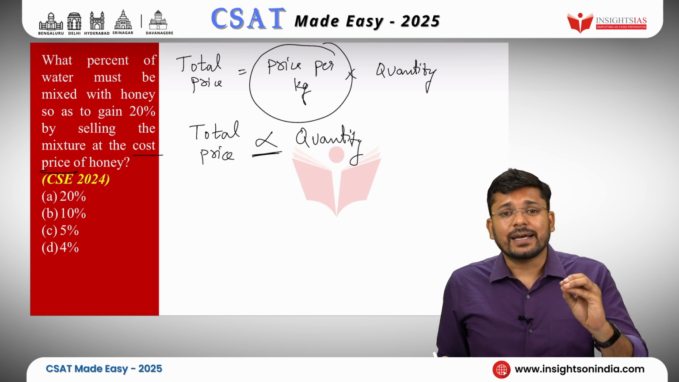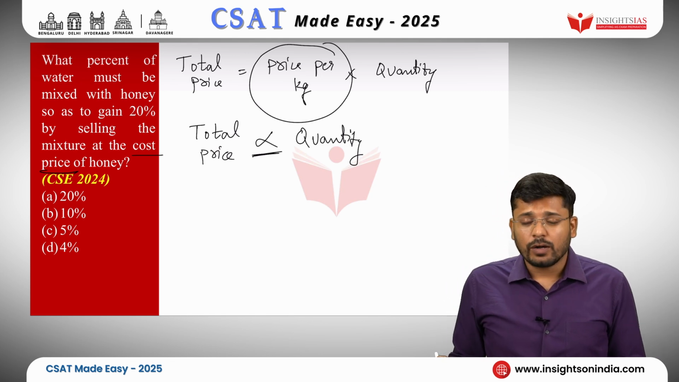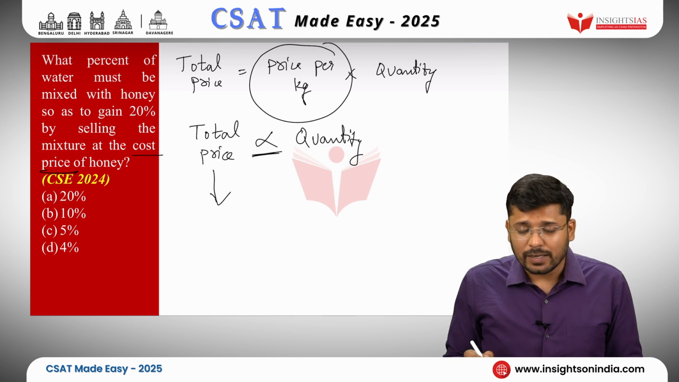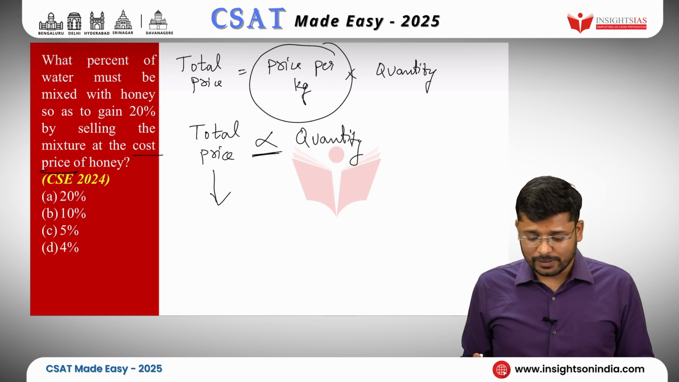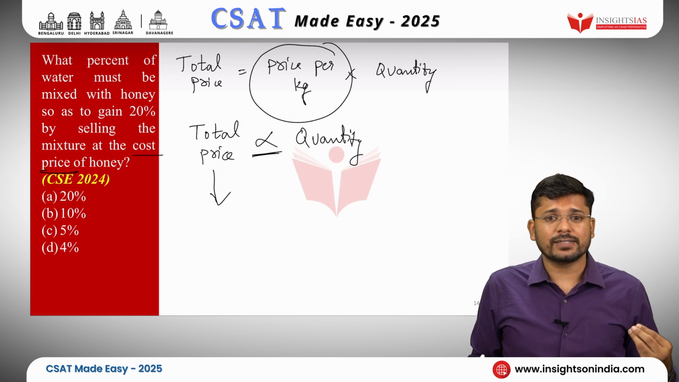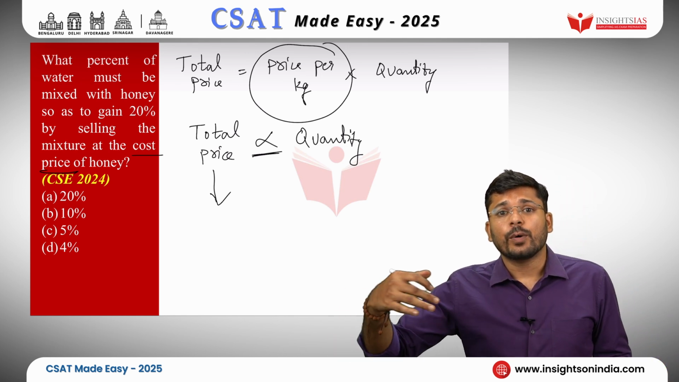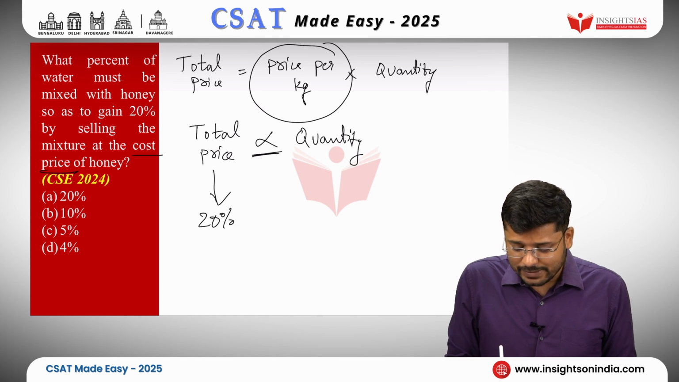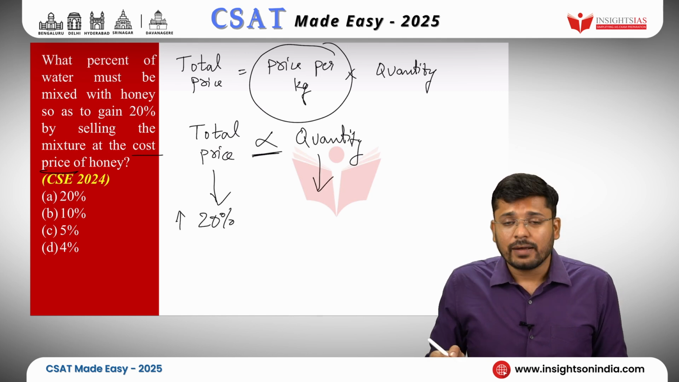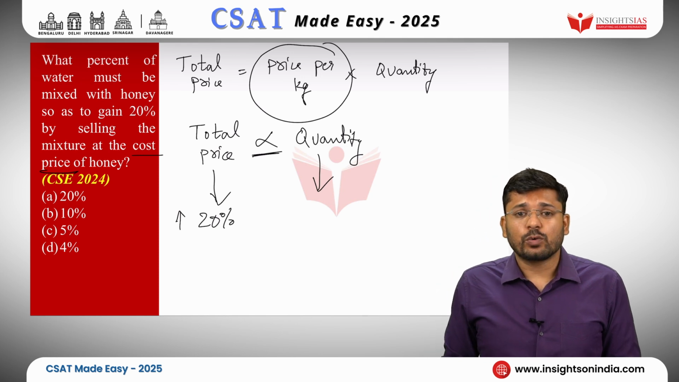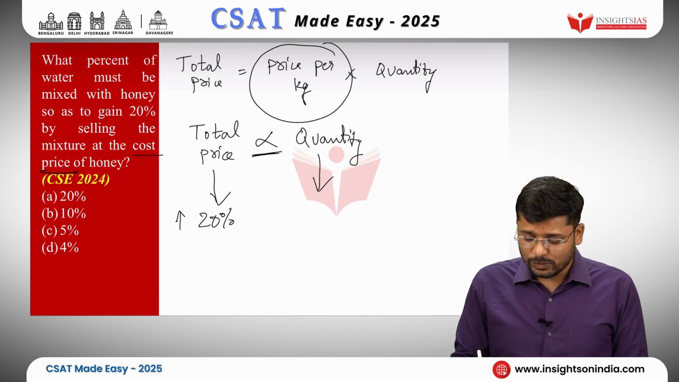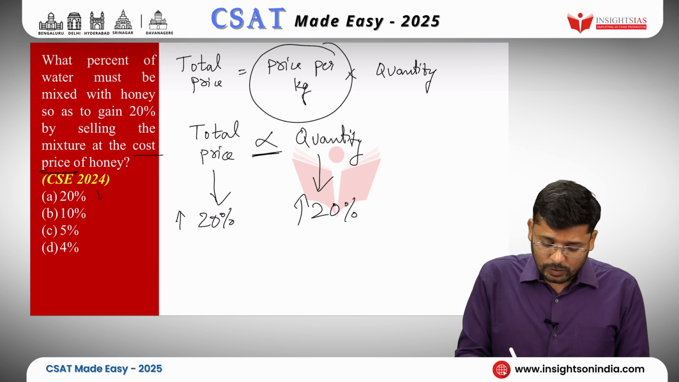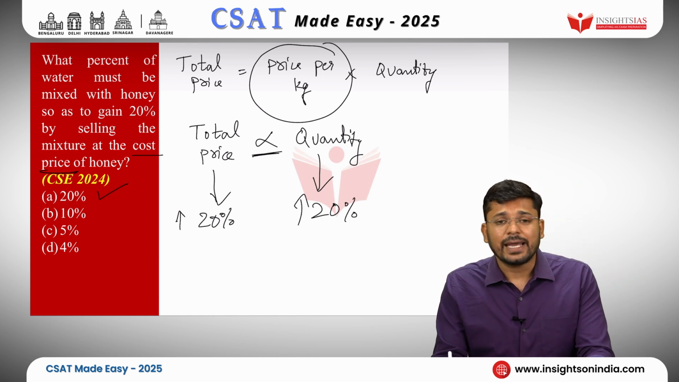In this context, he is earning a profit of 20%. So if he is earning a profit of 20%, the total price is increasing by 20%, right? Because he bought it at some price and is selling it at a price which is 20% more. So there has been a 20% increase in total price, and our proportionality rule says that if total price increases by 20%, quantity should have also increased by 20%. So your answer would be option A.